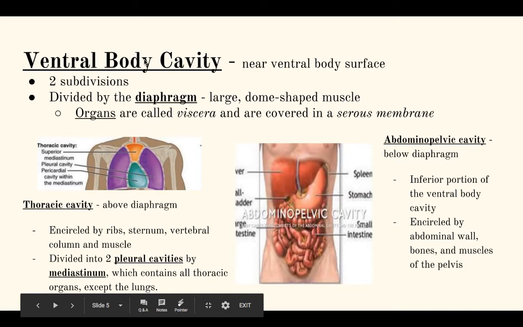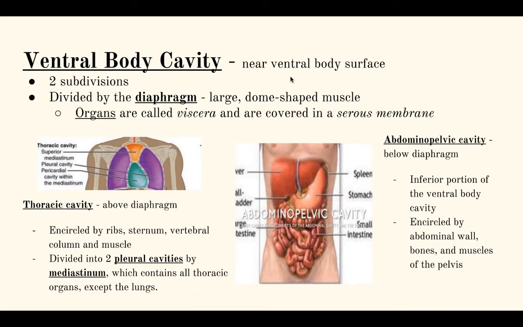The ventral body cavity. The ventral body cavity, as stated, is near your ventral body surface, or your stomach side, or the front side. There are 2 subdivisions of the ventral body cavity as well, and these divisions are divided by the diaphragm, which is your large dome-shaped muscle responsible for your breathing. Organs located in the ventral body cavity are called viscera, and they're covered by serous membranes.